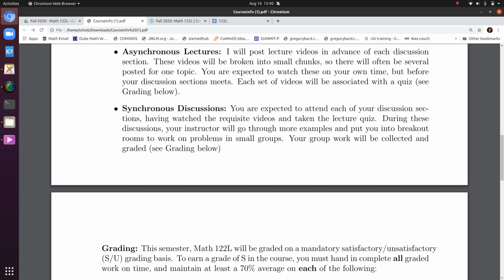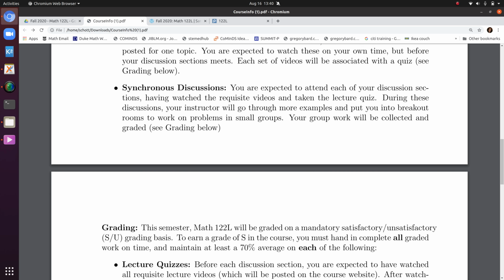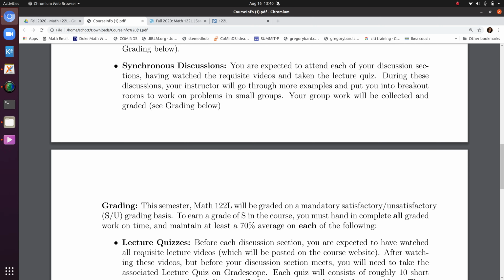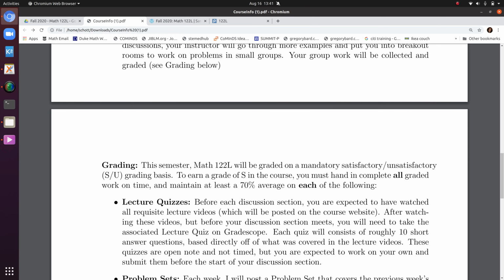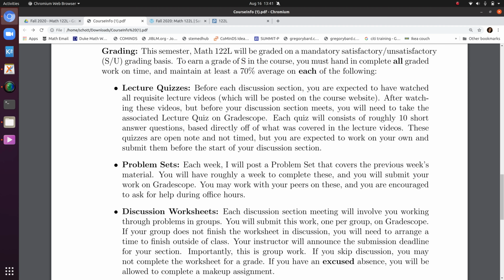For a lot of you, you're taking this as a requirement for something, whether that's another math class or for your major. So it's going to be very important that you do learn the skills in this course, and I want to do the best that we can to make sure that that's true. So you'll see in the course information sheet that I point out to earn a grade of an S, you're expected to maintain at least a 70% average in each of these 3 categories that I have listed here. To be clear, my hope is that if you work hard, this is going to be very doable.